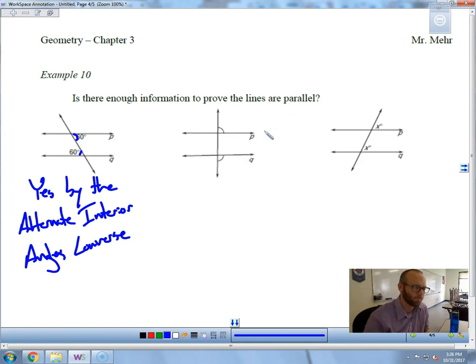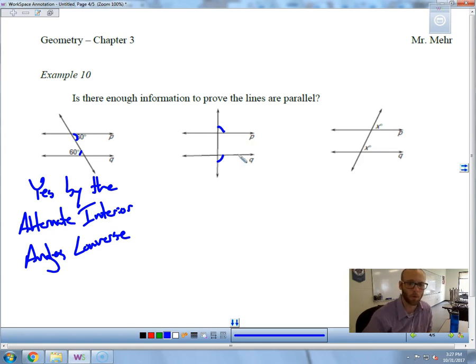All right, middle one. I notice that this angle is marked congruent to that one. Is that enough for us to know line P and line Q are parallel? Well, is this one of our special pairs? It's not, is it? They're not corresponding. They're not in the same position. That's top right, that's bottom right. They're not alternate interior. They're not alternate exterior. They're not consecutive interior. This is not one of our pairs.